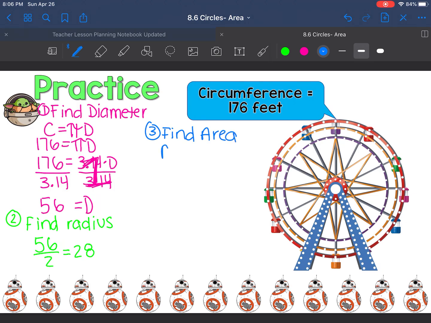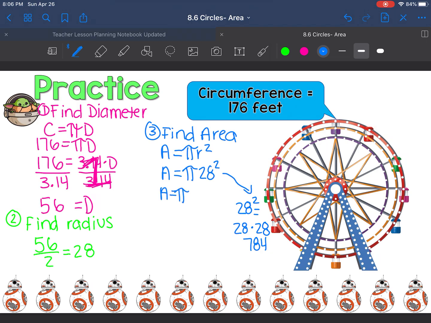So I'm just going to plug that into my formula. Area equals pi times radius squared. So area equals pi times my radius, which is 28 squared. Remember, we kind of want to go off to the side and figure out what 28 squared is. So 28 squared equals 28 times 28. And when you plug that into your calculator, it will tell you that it is 784. So that means that my area equals pi times 784.